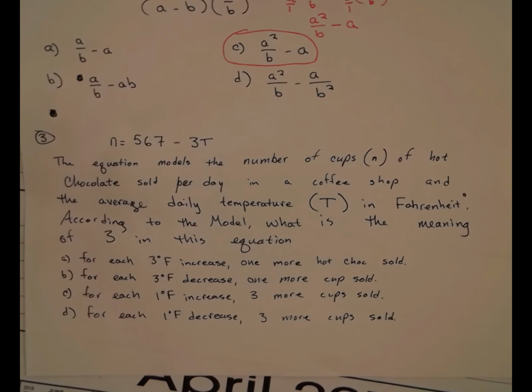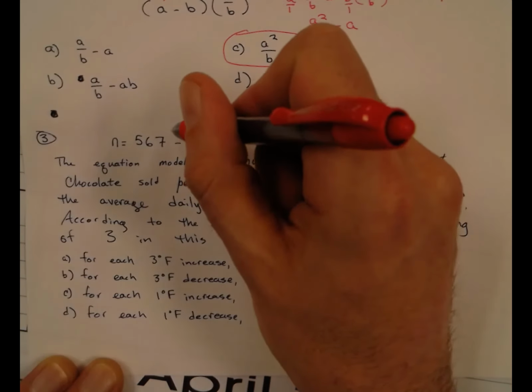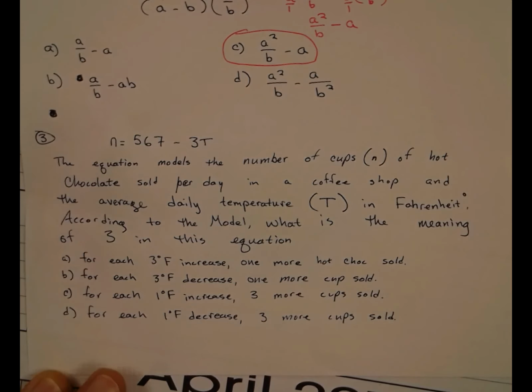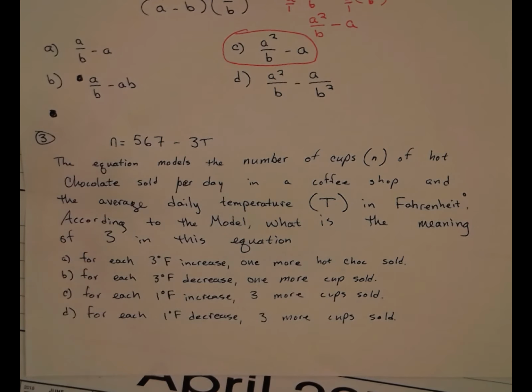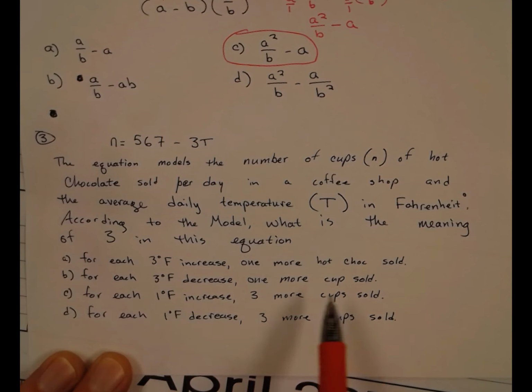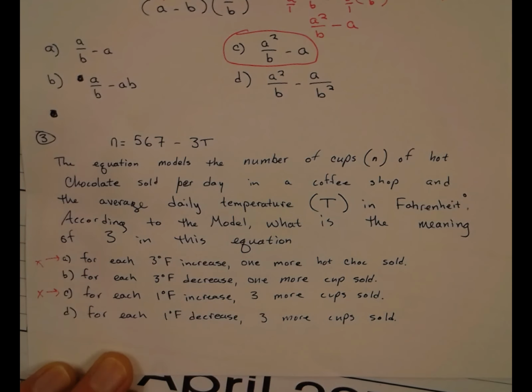So something is happening here. The temperature changes, the amount of hot chocolate cups changes. This sign indicates that they're not changing in the same direction. Like if this was a positive, then the N and the T would both be changing in the same direction. But because this is negative, they're not changing in the same direction. So for the increase ones, C and A, these are probably not going to be the choices based just on that sign.